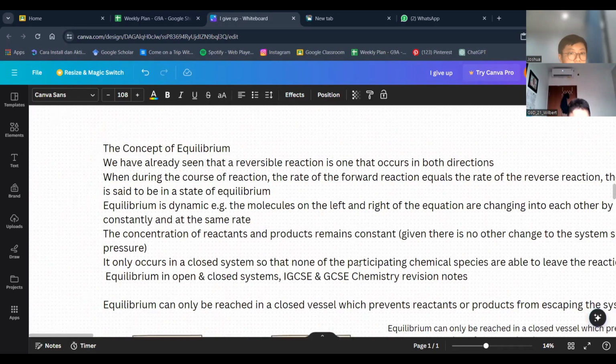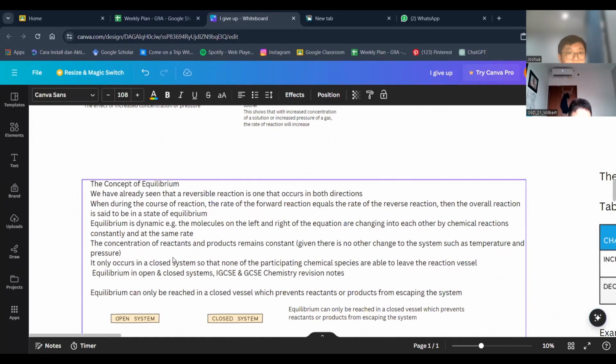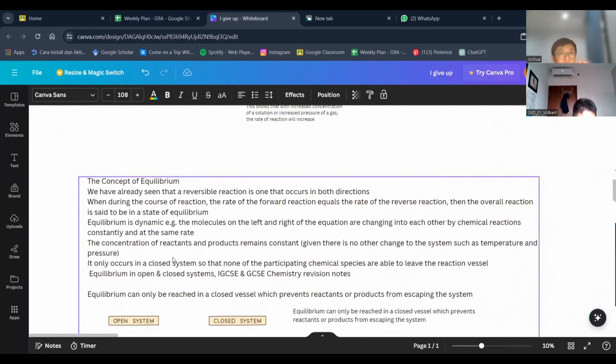Which is the concept of equilibrium. Equilibrium refers to balance, basically. So during the course of a reaction, the rate of the forward reaction equals the rate of the reverse reaction. So if this does happen, the overall reaction is said to be in a state of equilibrium or balance.